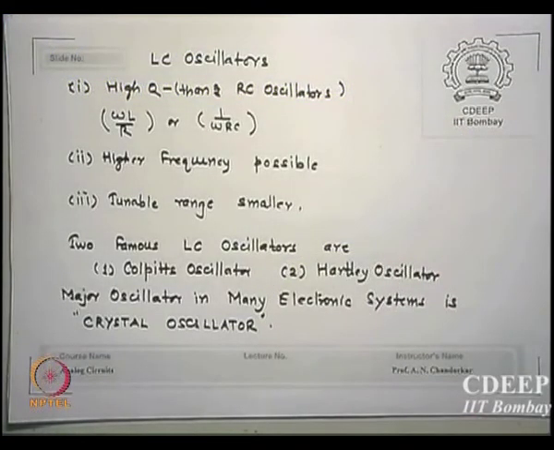So we are always thinking R and R and R, so why not look for something else? Okay. So we say we can use an inductor-capacitor combination to realize an oscillator, and these are called LC oscillators. There are a few things which are relevant to them. Compared to RC oscillators, LC oscillators have higher Q.